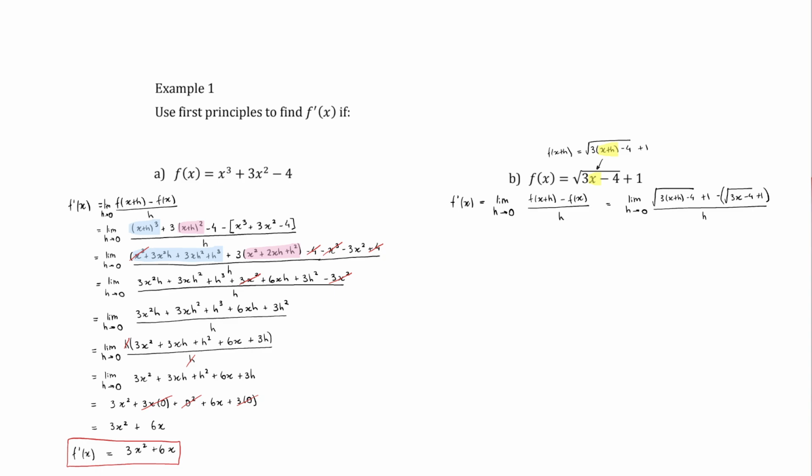Okay. All right. So let's expand here and simplify. Let's see where that gets us. And so here we are going to have 3x plus 3h minus 4 plus 1 minus the square root of 3x minus 4 minus 1 after I distribute that negative sign, right? All over h.